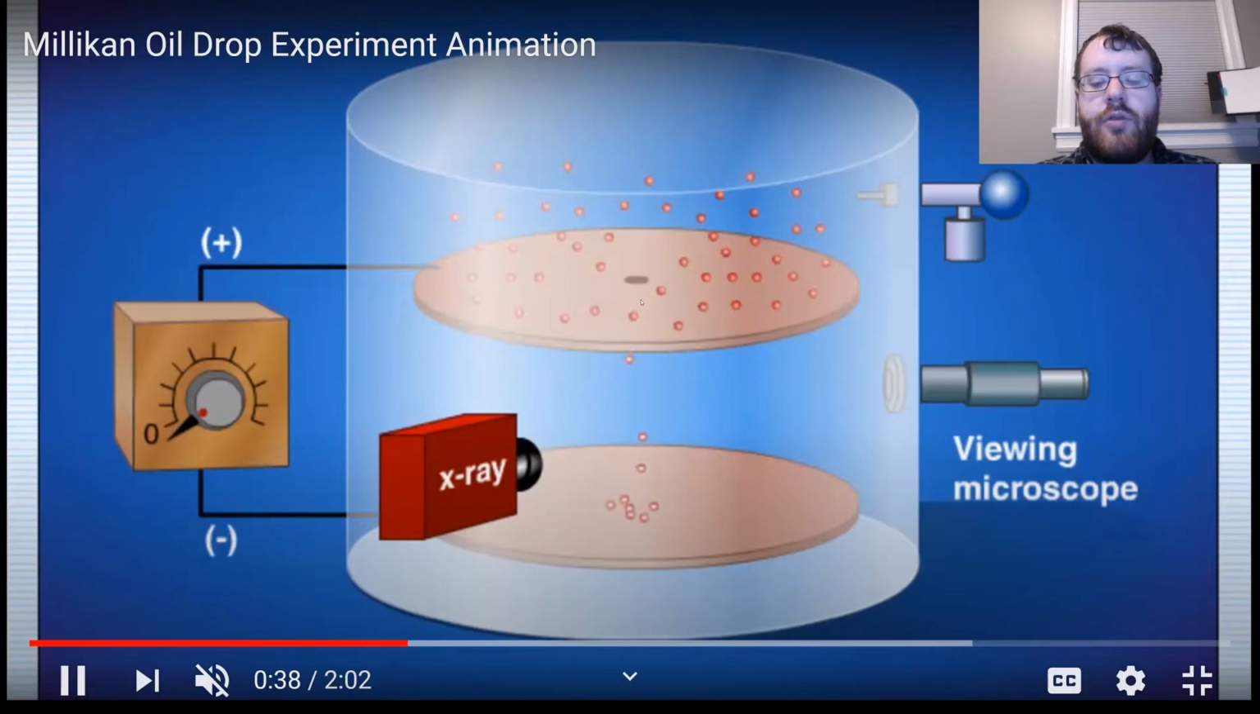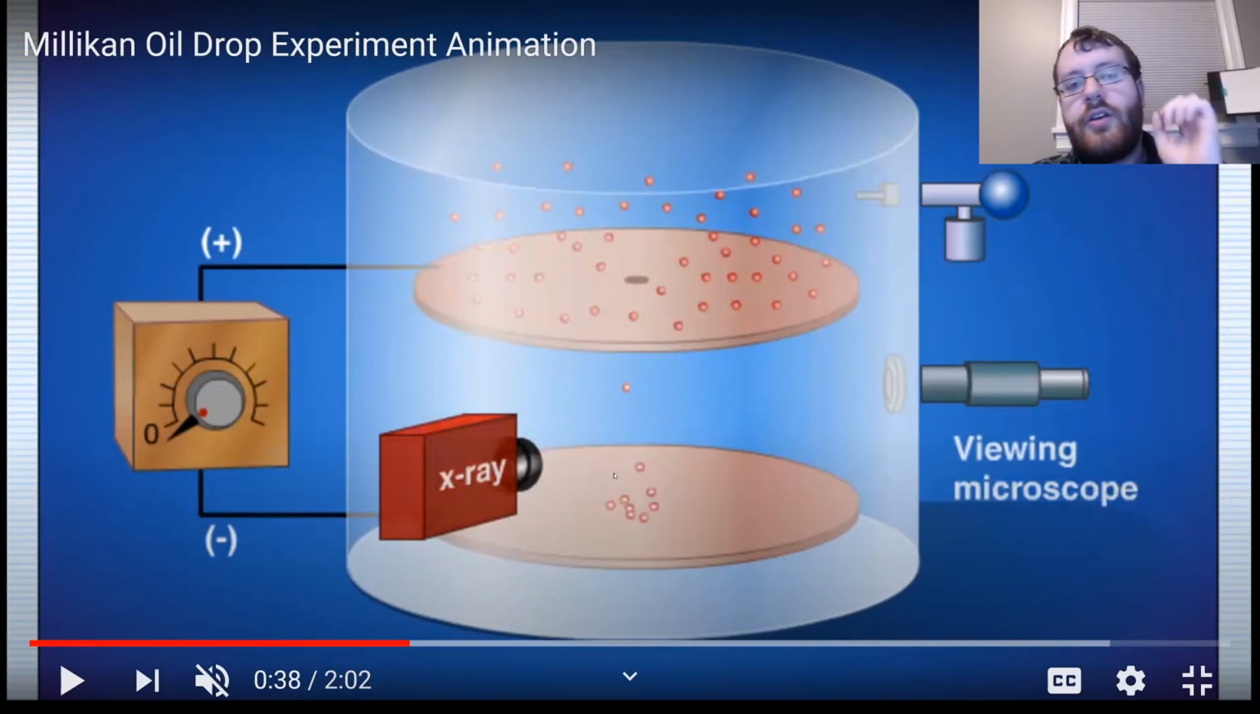Some of these droplets will fall through this hole, which is located in the middle. And as it falls through the hole, we're going to fire X-rays at it. And the purpose for that is when an X-ray hits an atom, it has a chance to excite the water molecules nearby, basically giving the oil a couple extra electrons. So the idea here is we're dropping oil down in these very, very small droplets that do not weigh that much, and we are giving it an electric charge.